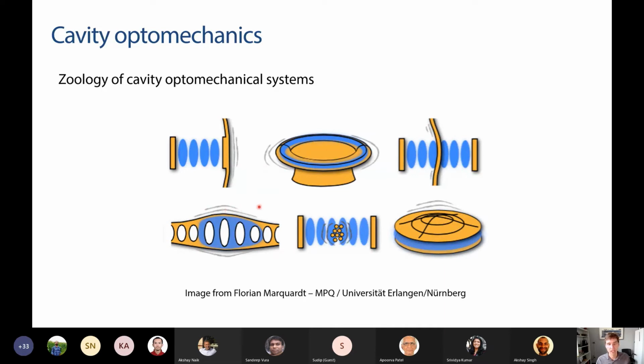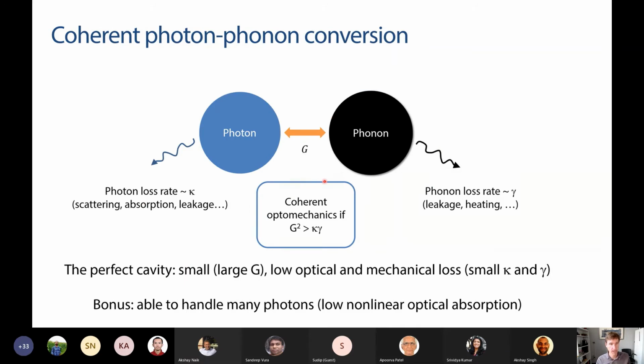All right, and basically the goal is to make a system which maximizes the strength of this interaction while minimizing the loss rates of your system. All right, and that is summarized by this slide here, where we have some optical degree of freedom that's characterized by photon loss at some rate kappa. This would be determined by your cavity quality factor.